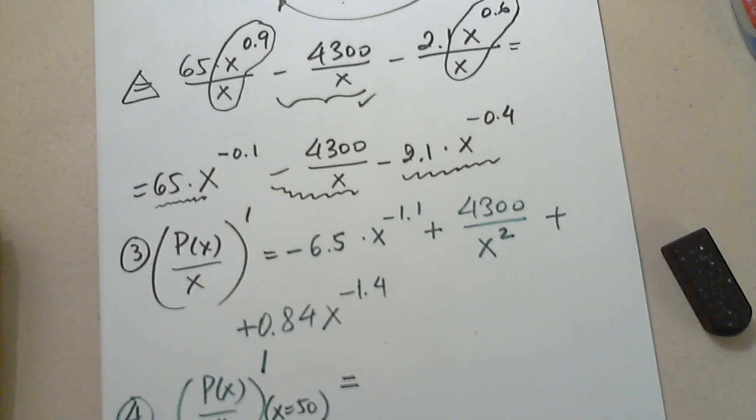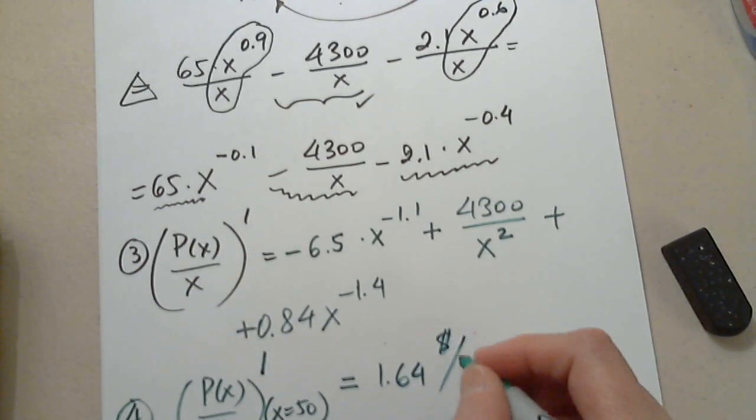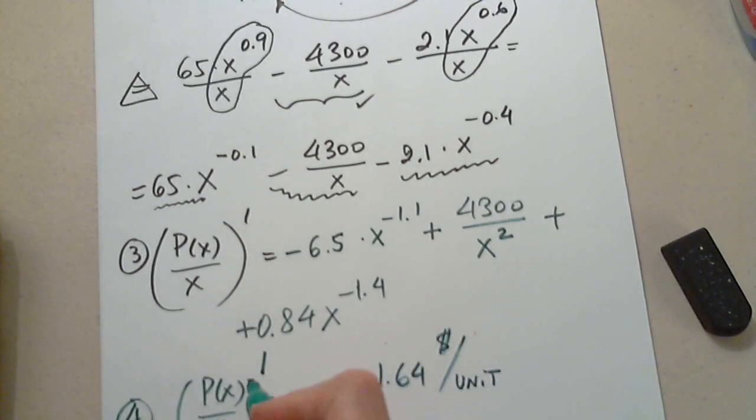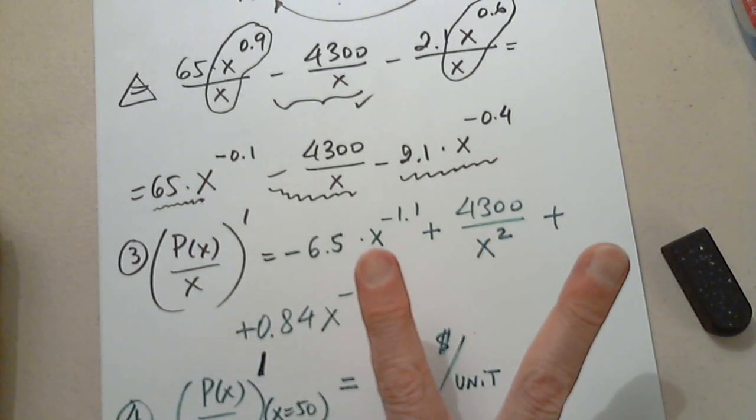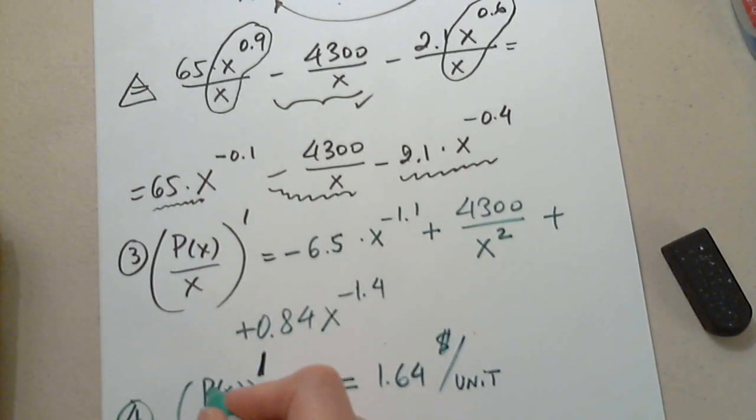Here it is. It's positive 1.64. 1.64, 2 measurement units. Dollars per unit. It's a rate of change. It has to have 2 measurement units, one from this, one from this. And this is it.